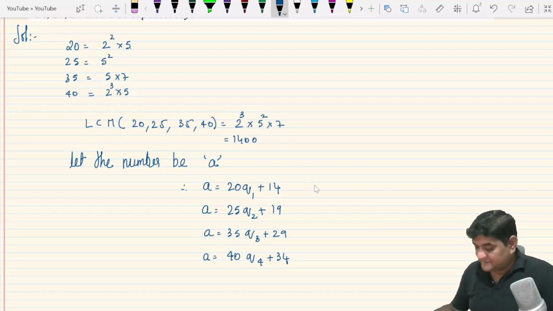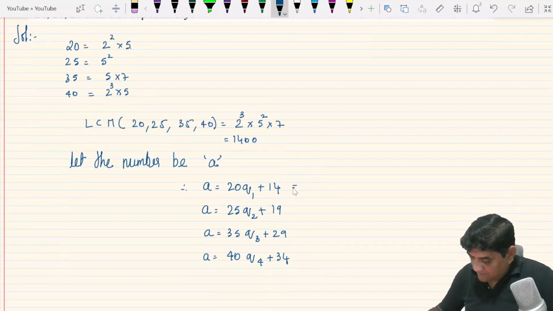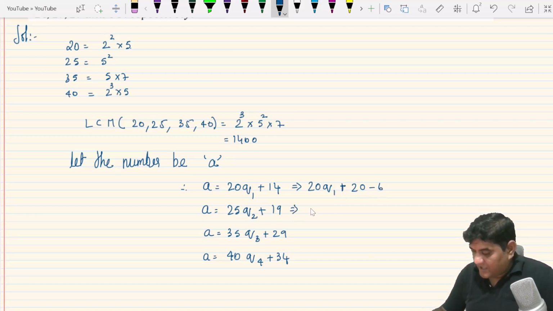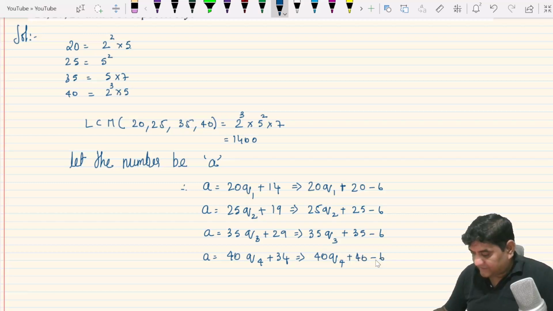Now this is the scenario, all right? So remember this, please. I'm going to make a small change to all these equations. What's the change I'm going to make? I'm going to write this as 20 Q1 plus 20 minus 6. I'll do the same thing here: 25 Q2 plus 25 minus 6. Here again I have 35 Q3 plus 35 minus 6, and then 40 Q4 plus 40 minus 6. All right.